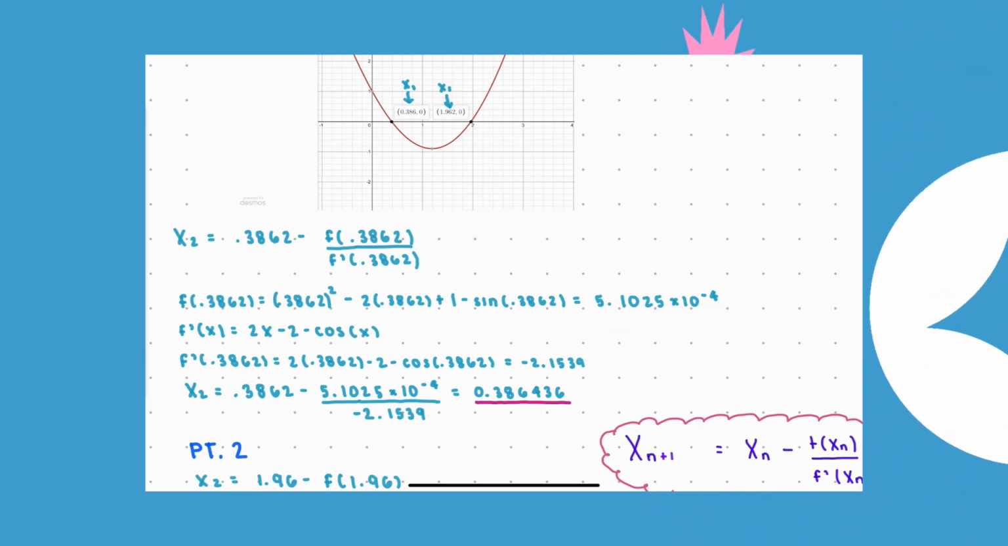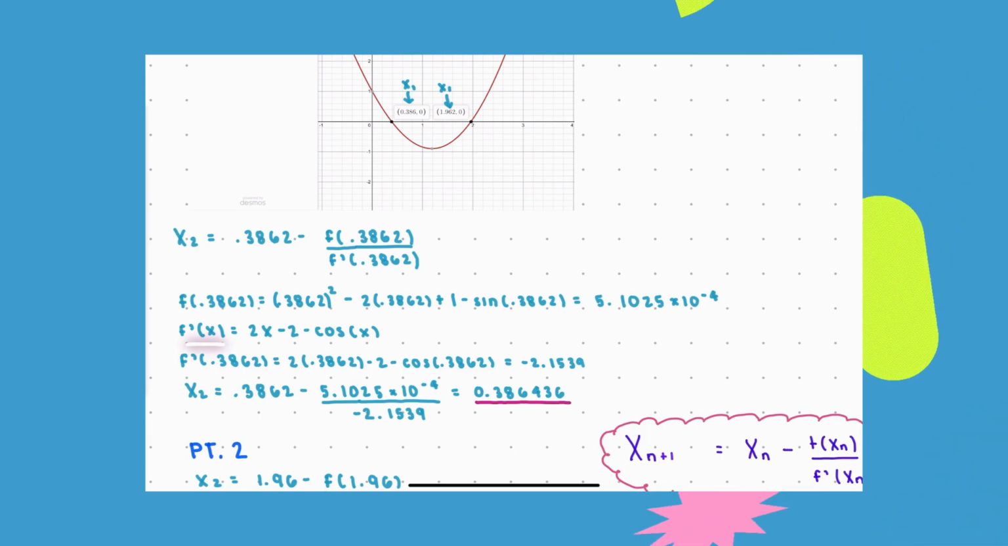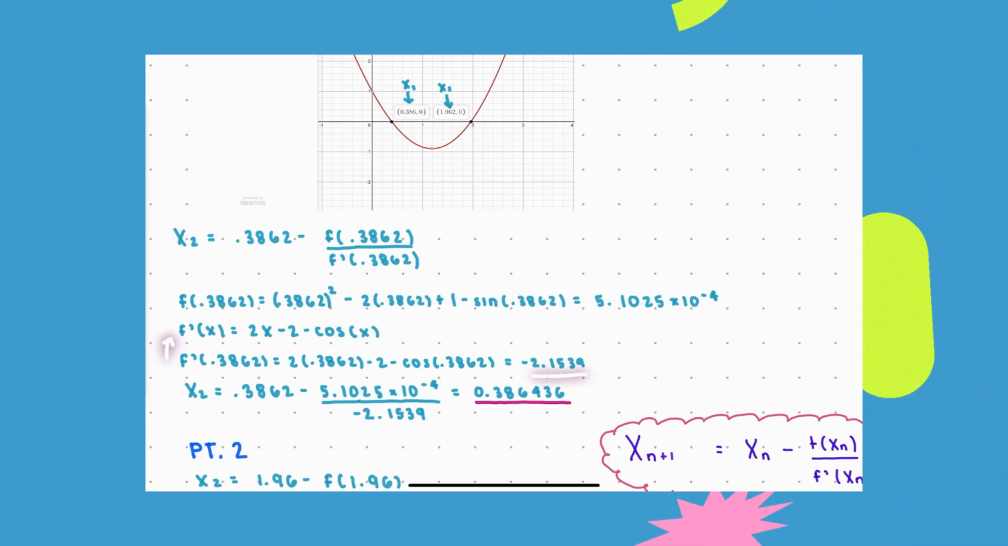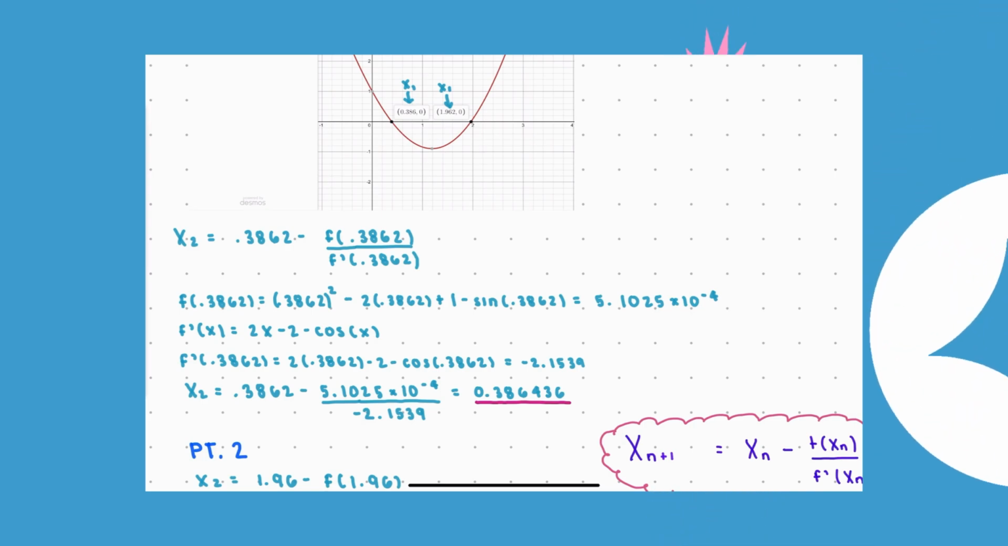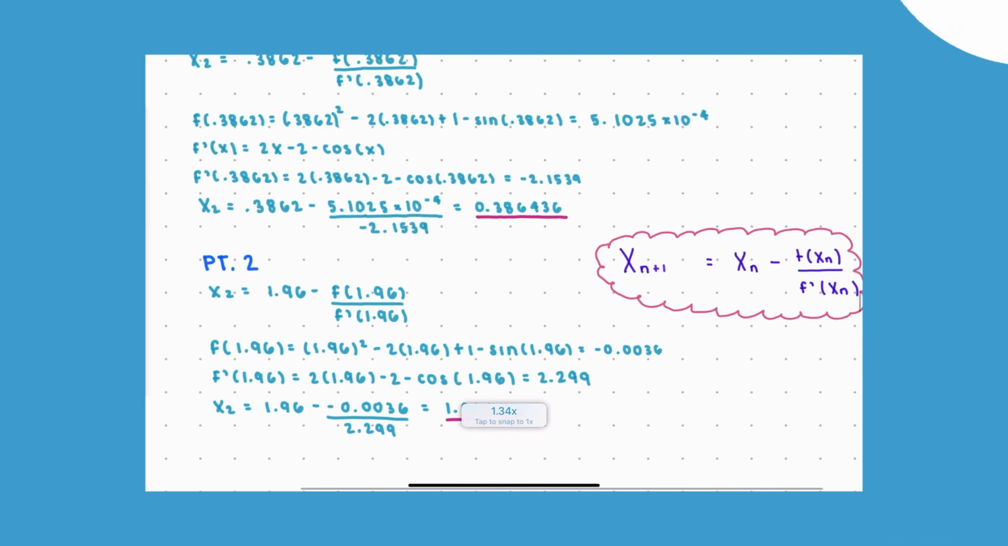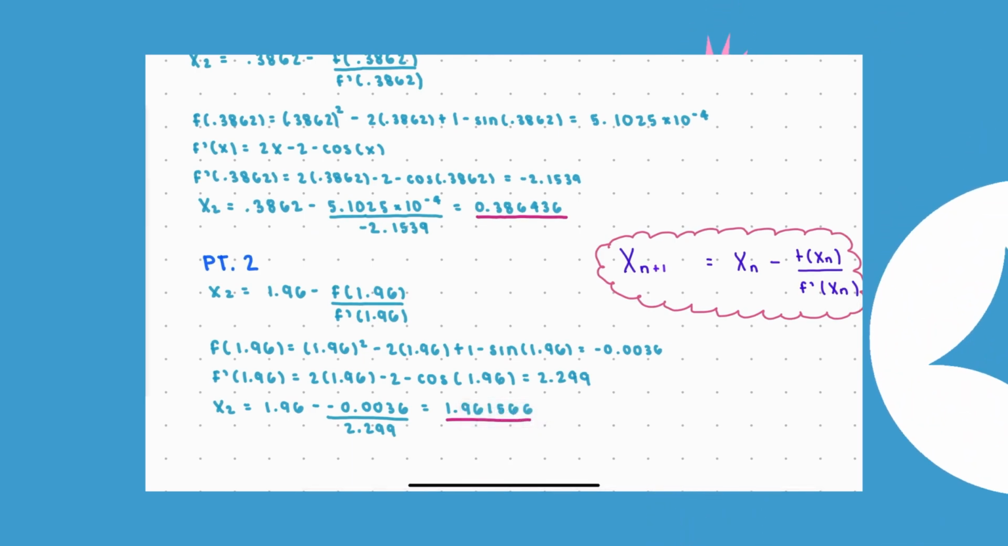Then we're going to calculate for f prime of x, which is 2x minus 2 minus cosine of x. Then we're going to plug 0.3862 into f prime of x, and we end up getting negative 2.1539. Finally, we're going to put all these parts into Newton's method, and we end up getting 0.386436. Since this is really close to our initial approximation, we can just stick with this answer.